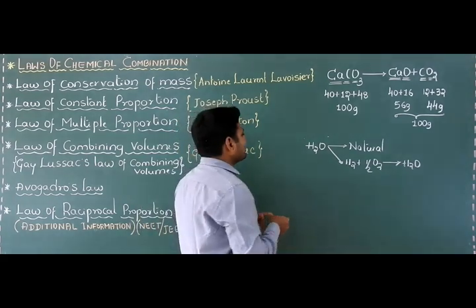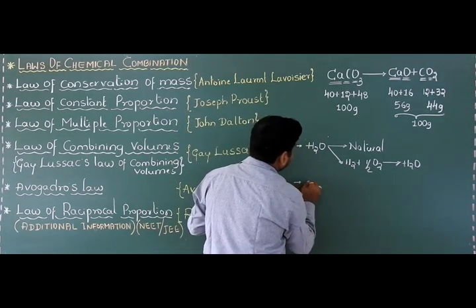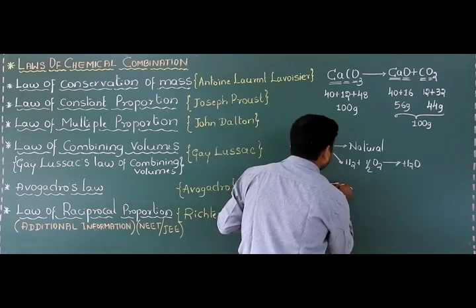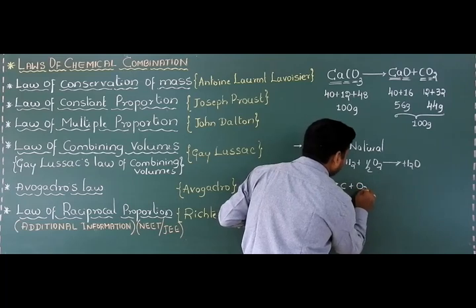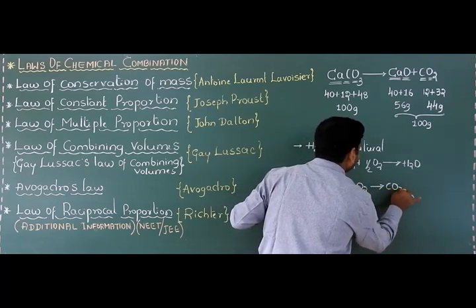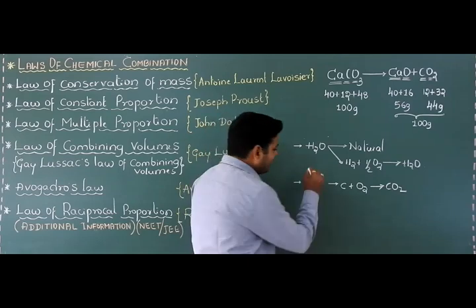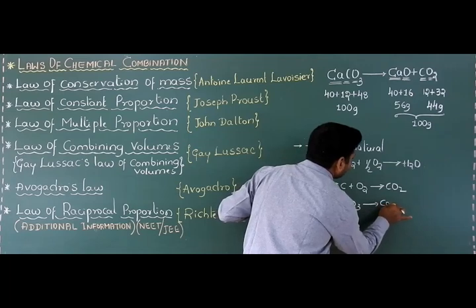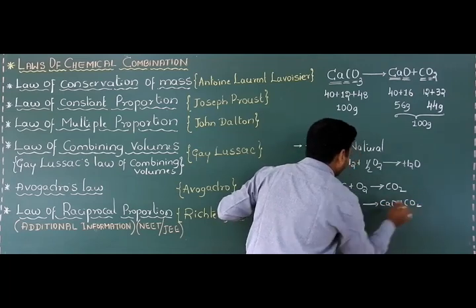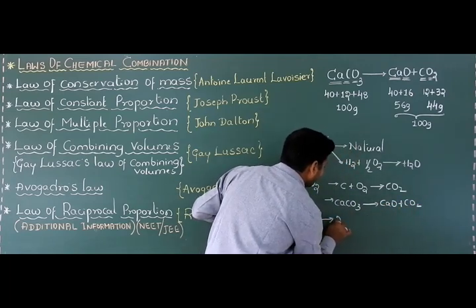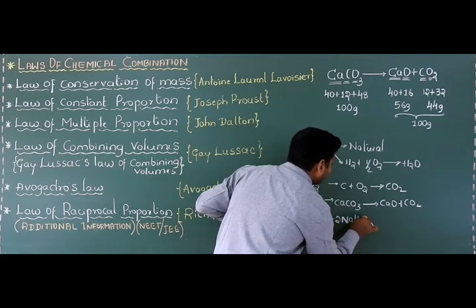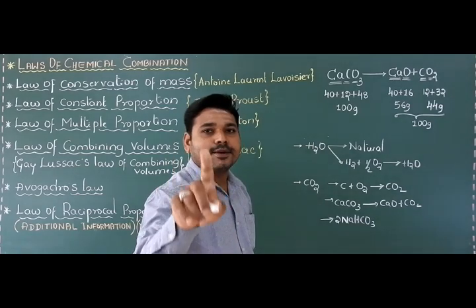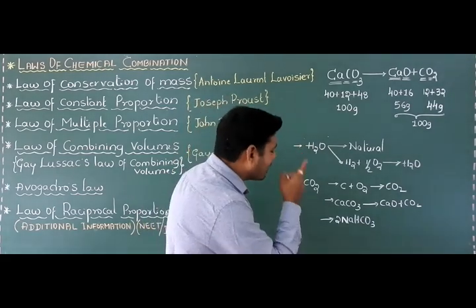So otherwise, let us take one more example. One more example is carbon dioxide. This carbon dioxide is obtained by burning carbon with oxygen. The same carbon dioxide is obtained by the decomposition of calcium carbonate, and the same carbon dioxide is also obtained by the decomposition of sodium hydrogen carbonate. Listen to this third example carefully.